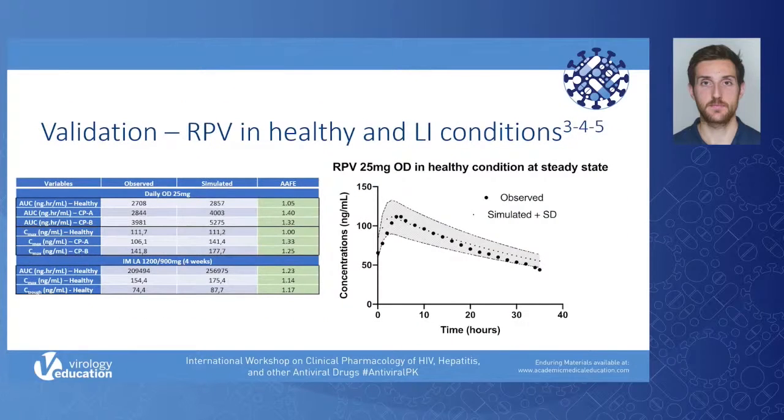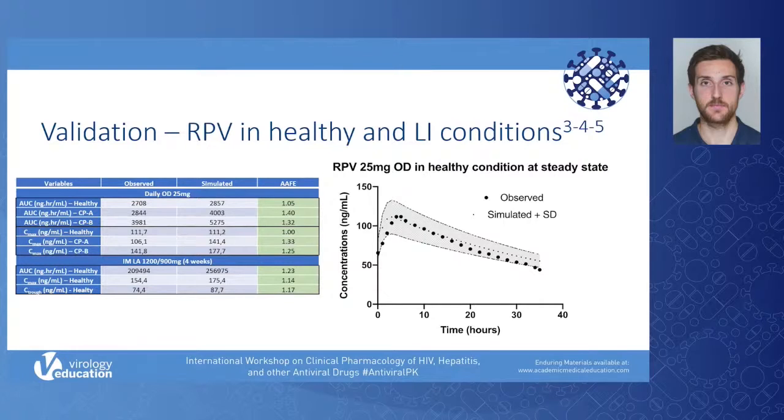For the rilpivirine validation, two concentration time profiles were available, one oral and one intramuscular dose, both in healthy condition. For the oral dose, adults were given 25 mg daily, and the pharmacokinetic parameters as well as the concentration were considered as steady state. For the intramuscular administration, the subject received an intramuscular induction dose of 1200 mg, followed by a maintenance intramuscular dose of 900 mg 28 days later. These conditions were replicated in silico, and the oral PK profile is presented on the right. The black dots represent the observed data, and the gray line and area represent the simulated mean plus minus the standard deviation. The resulting AAFE for both doses, oral and intramuscular administration, have been detailed in the table on the left, and all of which are within the acceptance criteria.